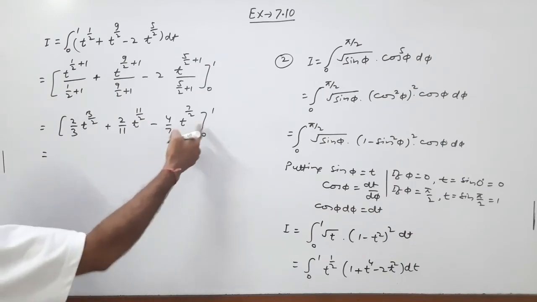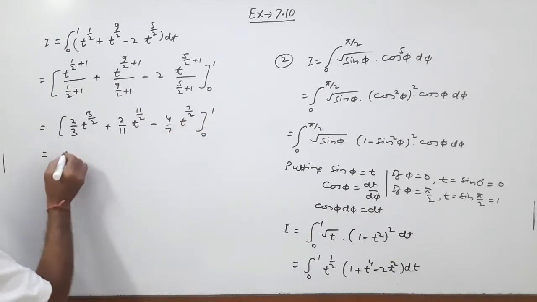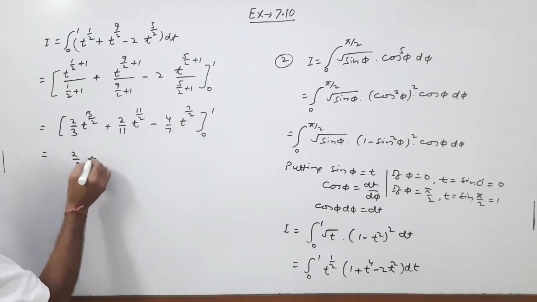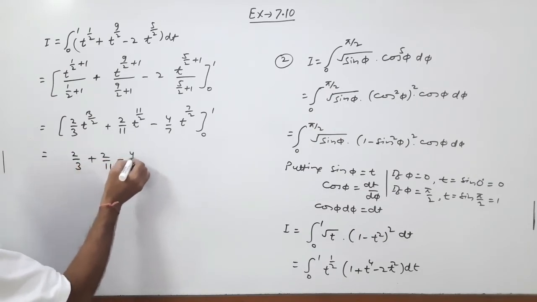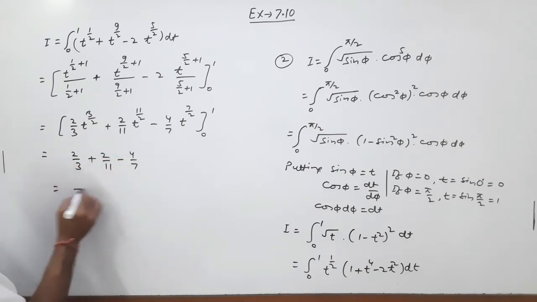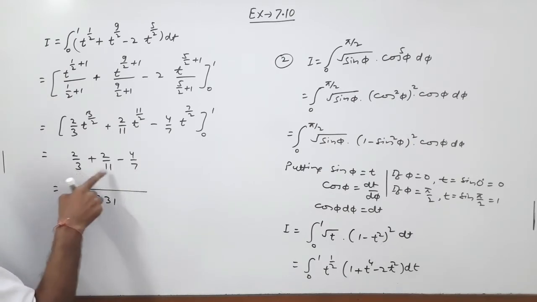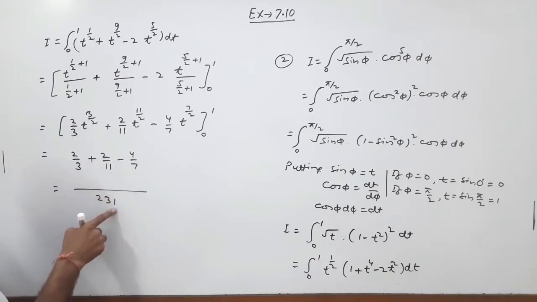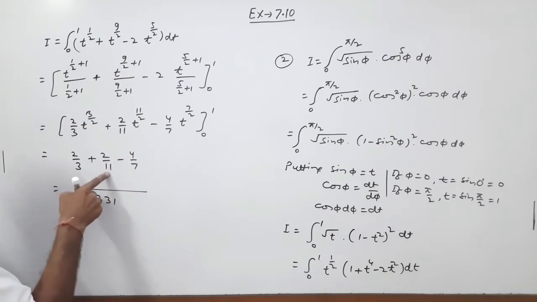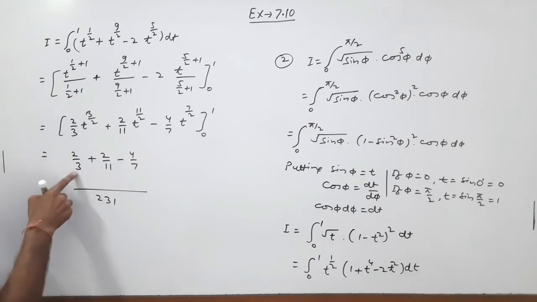Now we are taking the limit, upper limit minus lower limit. Then we get 2 by 3 plus 2 by 11 minus 4 upon 7. And now solving by taking LCM we have 231. 7 3s are 21, 21 1s are 21, 1 carry 2, and 21 and 2 is 23.